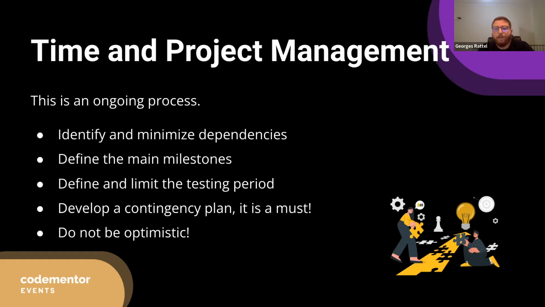So other than minimizing and identifying dependencies themselves, it's important to define the main milestones. So when to expect to release what, and usually the milestones are really related to the dependencies as well, because each milestone needs a set of features to be done in order to be closed. So defining the main milestones, the release date of those milestones, the testing date of those milestones, and most importantly, defining the limit for the testing period.